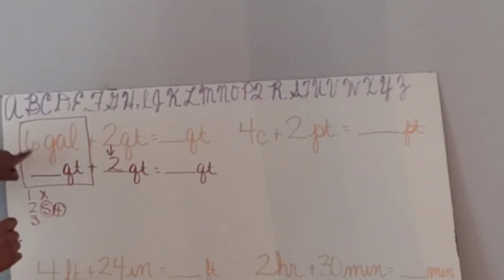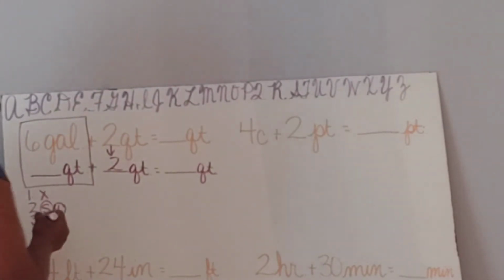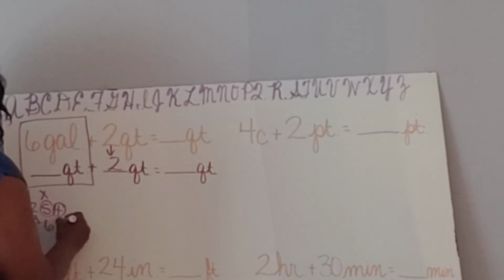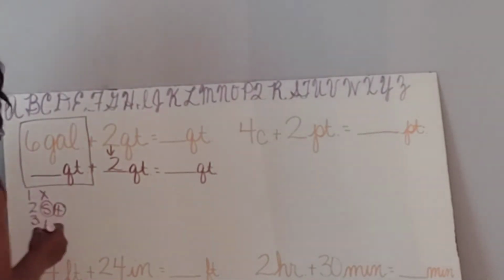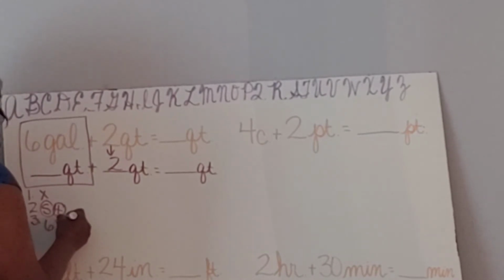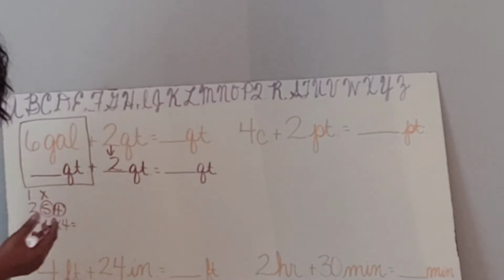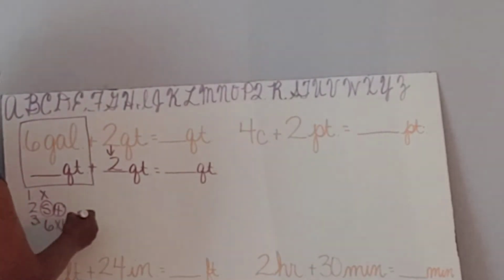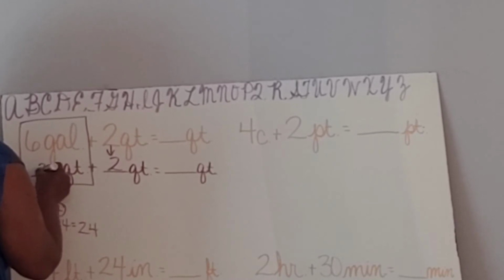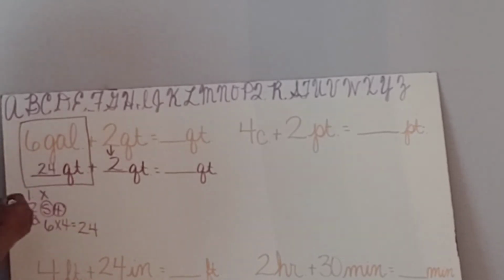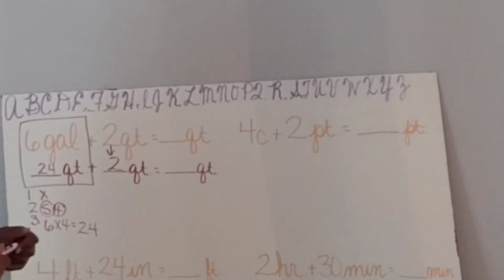Then take the larger of the two numbers. 6 is bigger than 4. And do what number 1 says. Number 1 says I need to multiply. And then take the smaller of my two numbers, which is obviously 4. Multiply those together and you get 24. And you write that 24 in the box. Now I know how many quarts I have for my box.